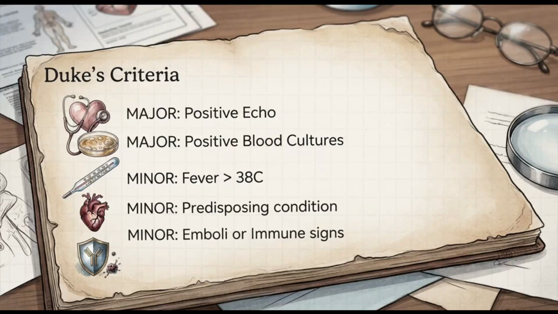Then doctors chunk all these clues together using the modified Duke's criteria to make an official diagnosis. Just think of them as major and minor puzzle pieces. The major clues are a positive echo showing a vegetation and 2 positive blood cultures for those typical pathogens. The minor clues include things like a fever over 38 degrees Celsius, a predisposing heart condition or IV drug history, and evidence of those emboli or immune phenomena, like the painless Janeway lesions or the painful Osler's nodes. To get a confirmed diagnosis, you need either 2 major clues or 1 major and 3 minor clues.